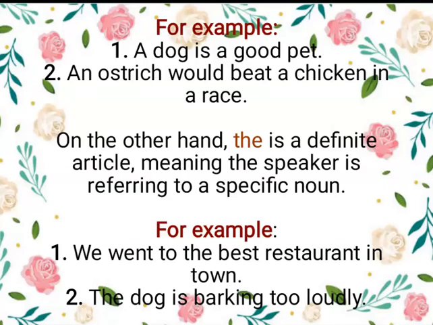So instead of saying we went to a restaurant, when you say a restaurant, it can be any restaurant in the whole of Magboro town. But here we say we went to the best restaurant in town. Then you know that here we're talking about a particular restaurant. You'll be the one to say, okay, which of the restaurants is the best in Magboro? So here we're talking about a specific noun. So the determiner here is "the".